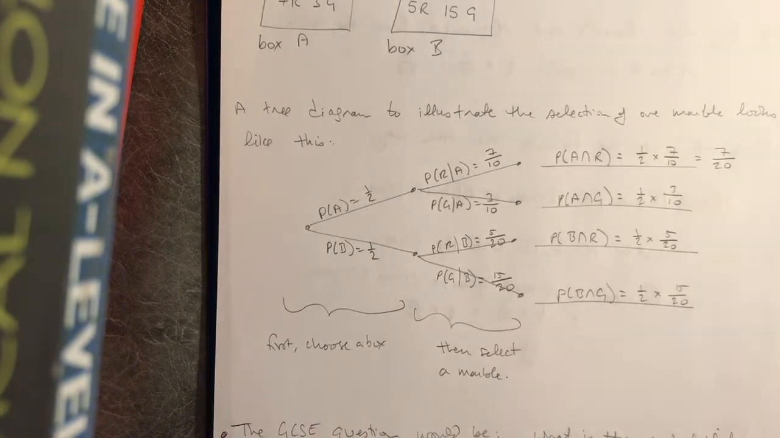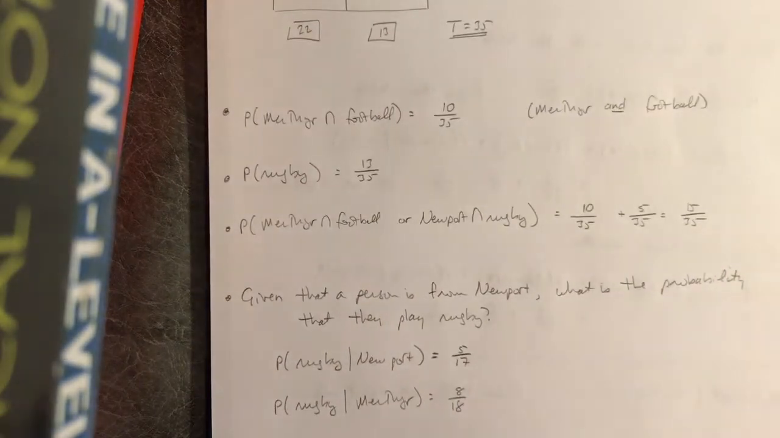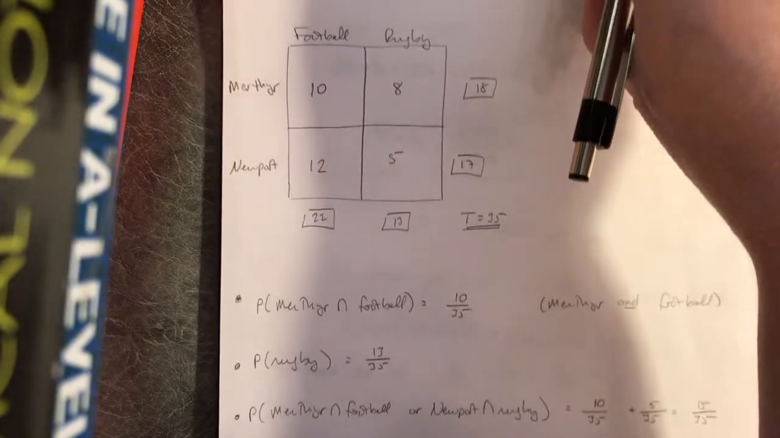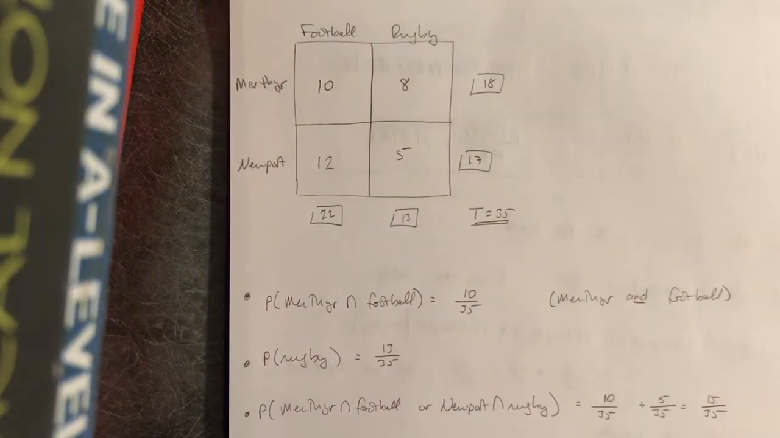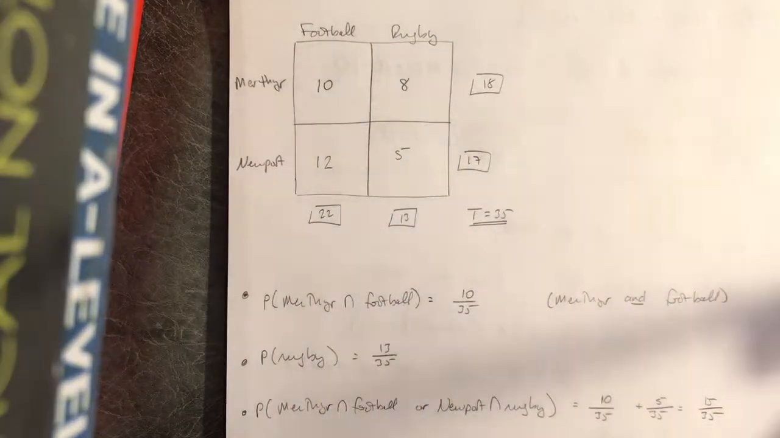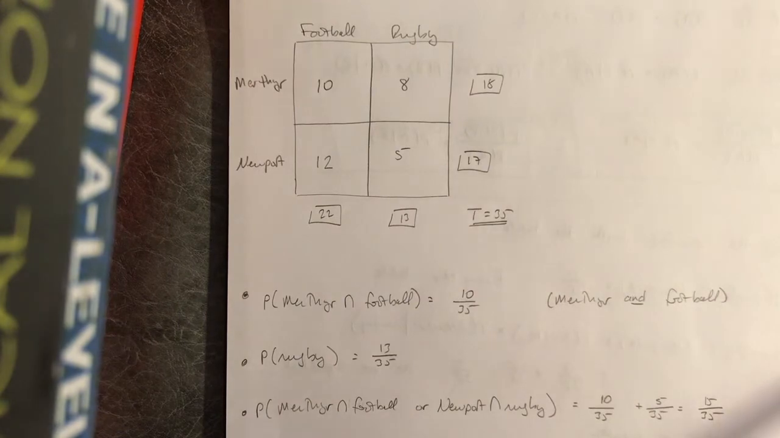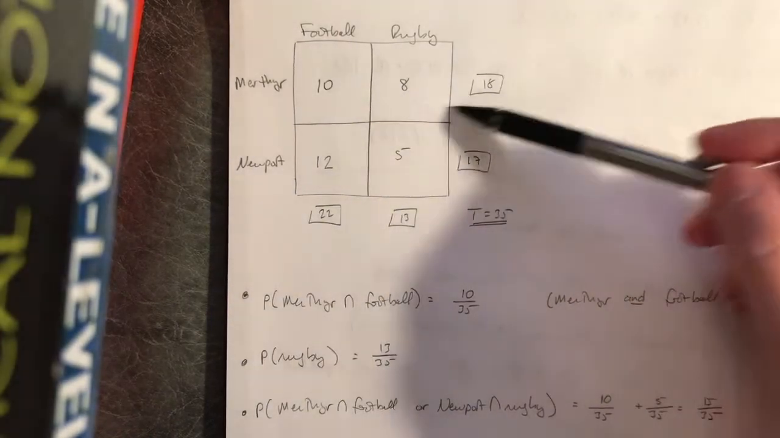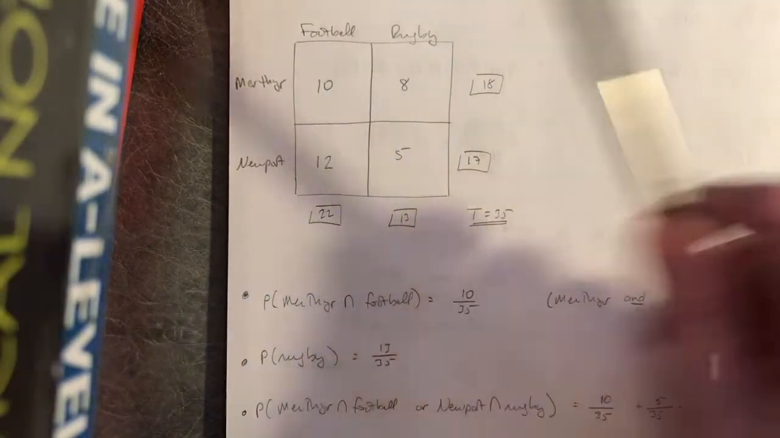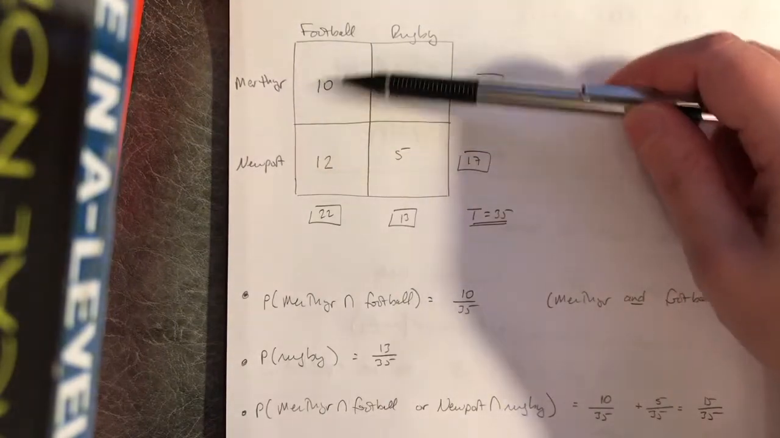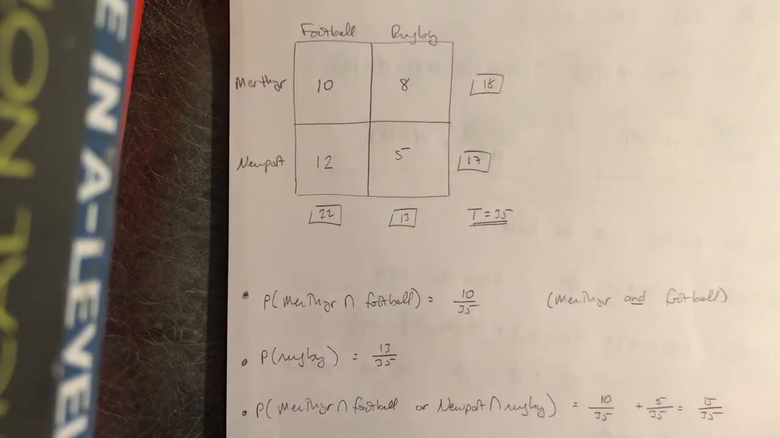Here's another way we can talk about conditional probabilities, and that's using a contingency table. Here's one I made before. A contingency table is where you have numbers in a grid. So there's a group of people and there's 2 attributes for each person. Like, you have a person and they either play football or rugby, and they either come from Merthyr or they come from Newport. I just made this up out of the air.